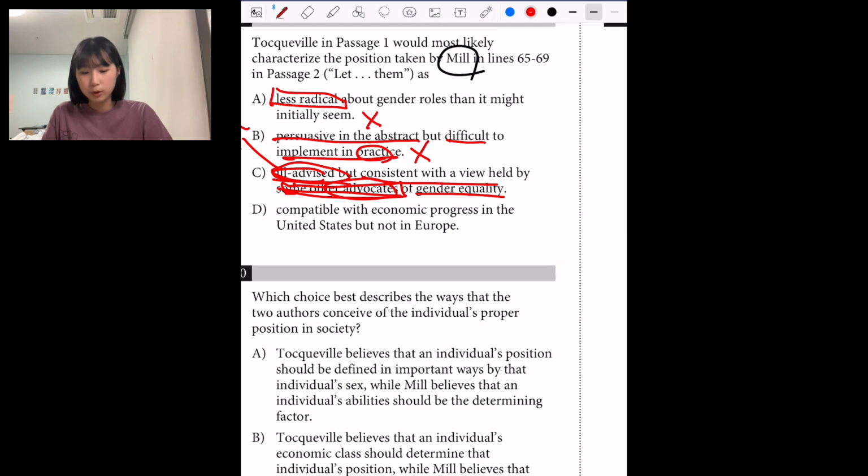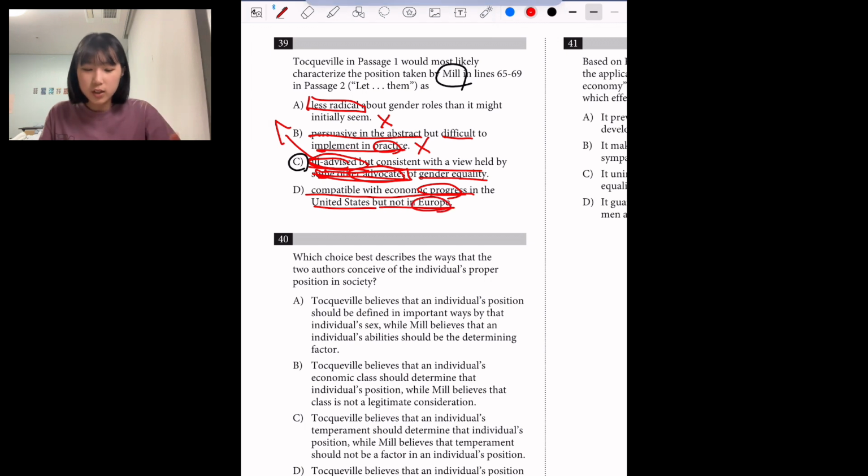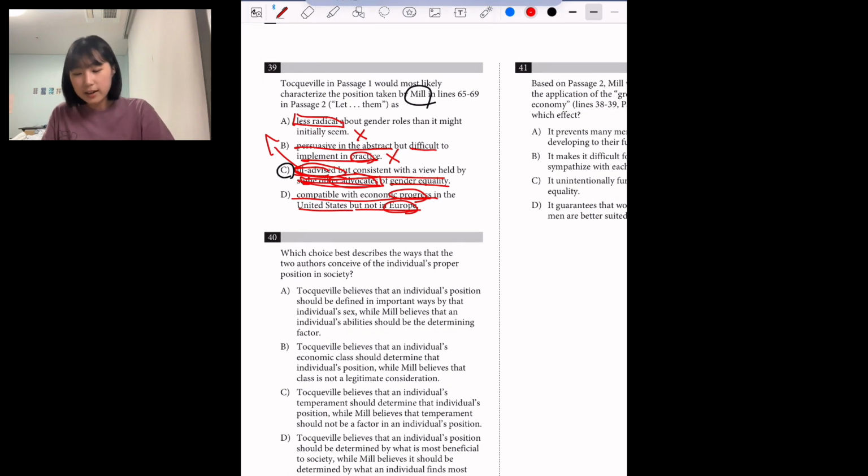So basically this is a perfect paraphrasing of the line that we read in passage 1. So this would be the answer. And answer choice D, compatible with economic progress in the United States but not in Europe. This does seem like it might be the answer to someone who has not read the passage at all. However, it is not talking about anything that passage 1 has mentioned, and thus this is not the answer.